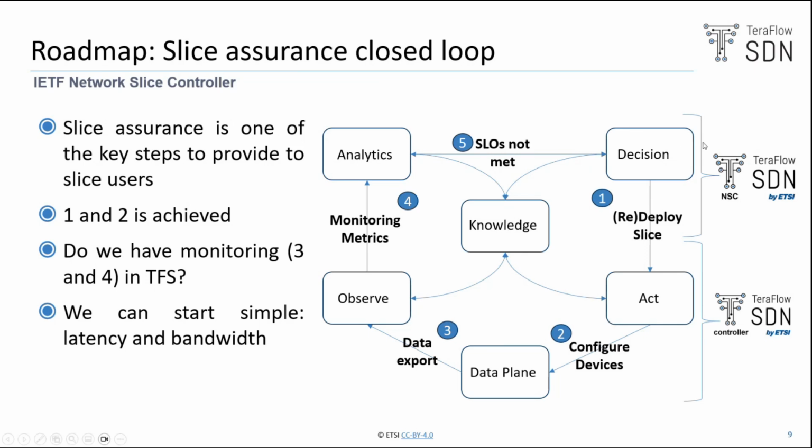Obviously, it requires work on the NSC side and also on the TeraFlowSDN controller side. For example, it could be really simple at the start. We don't need something super complex. We would start with latency and bandwidth and just check if some thresholds are met, and with that, define the decision of deploying the slice with different characteristics to meet the SLOs.